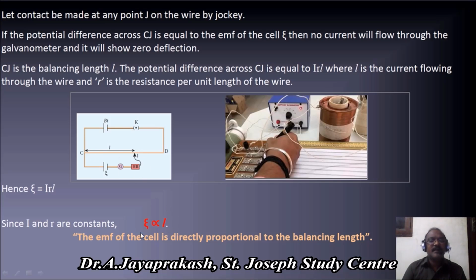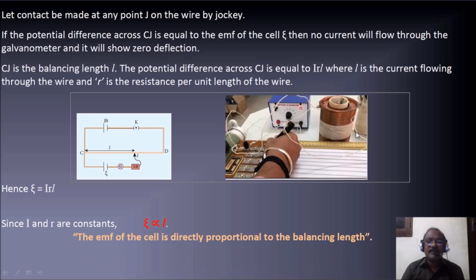So we can simply write that the EMF of the cell is proportional to the length. If you connect any number of cells here, you can find the balancing length, from which you can easily calculate the EMF value by using this potentiometer setup. In general, you can write that the EMF of the cell is directly proportional to the balancing length. So by using this setup you can calculate the EMF value of any cell very simply. Thank you.